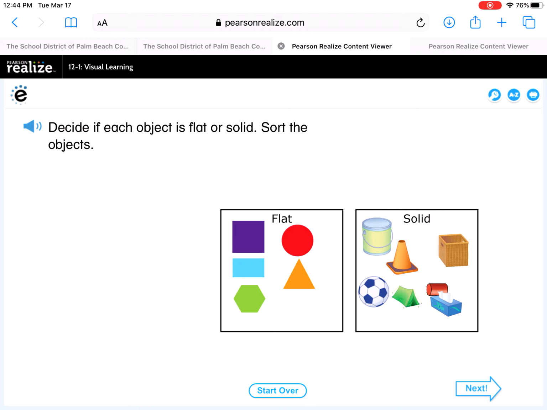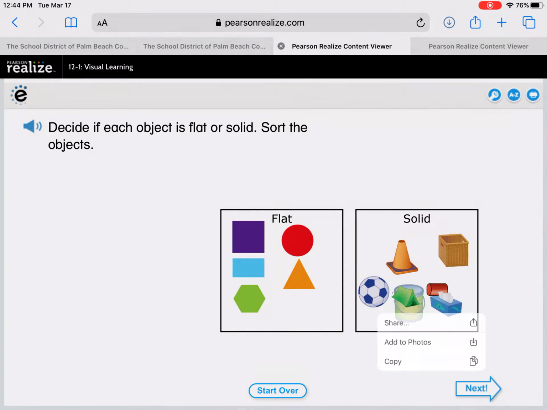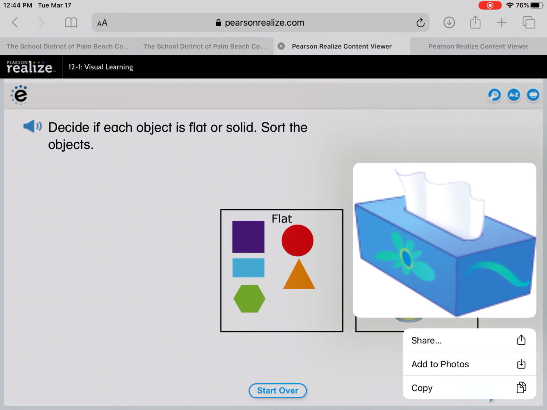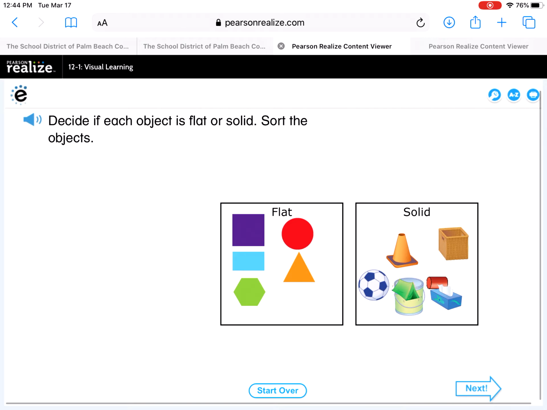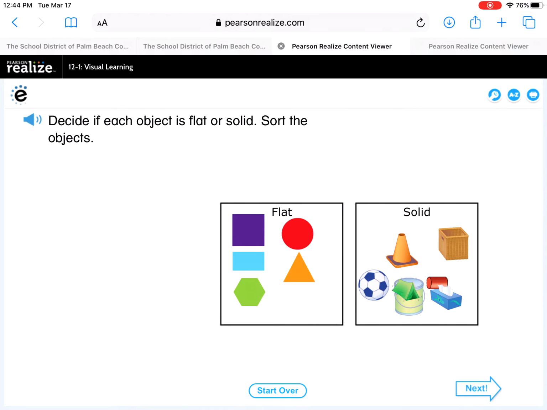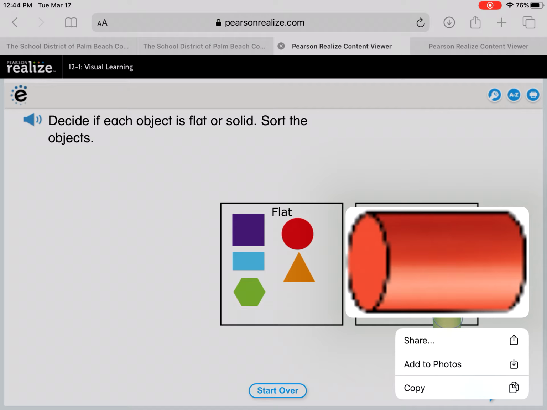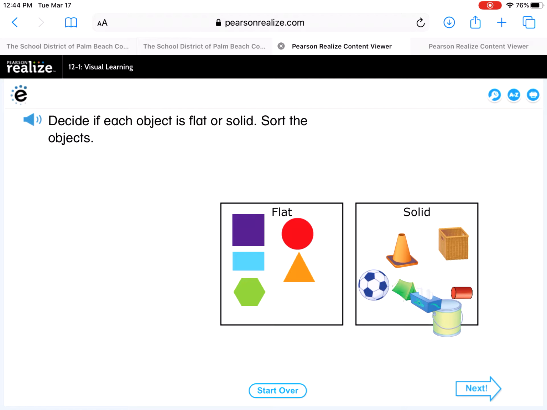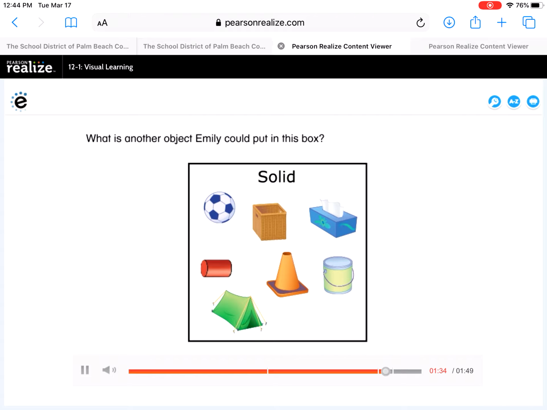Next is the solid shapes, and these shapes you can see the top. So like the can, you see I'm gonna make it big, the cone, the soccer ball, the tent, the tissue box, and then we have the basket, and there's one more shape back there. Let me see if I can get it. There you go, that one right there. These, boys and girls, are all the solid shapes, okay? Let's click next. What is another object Emily could put in this box?